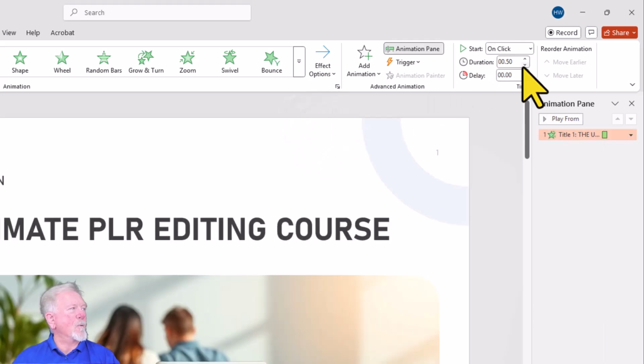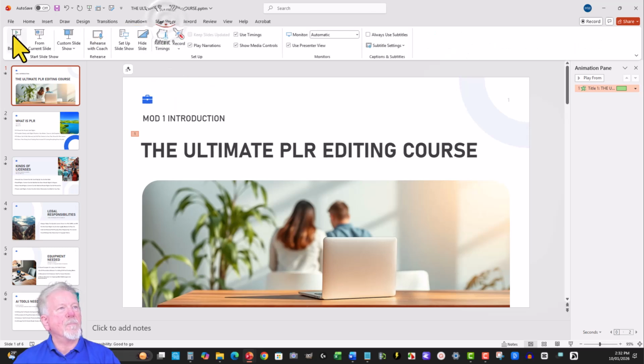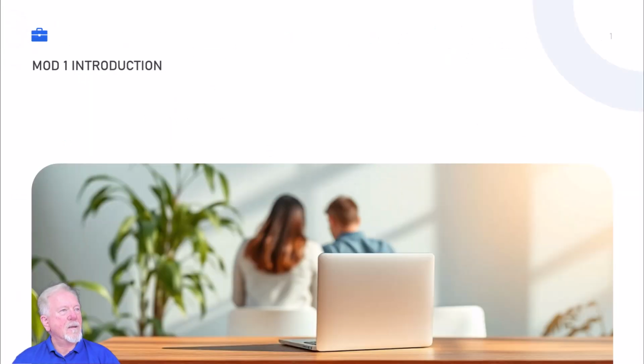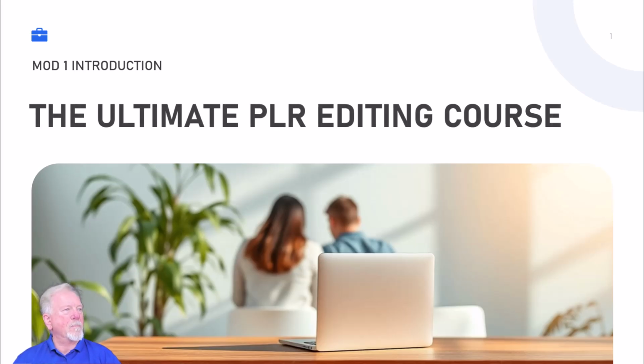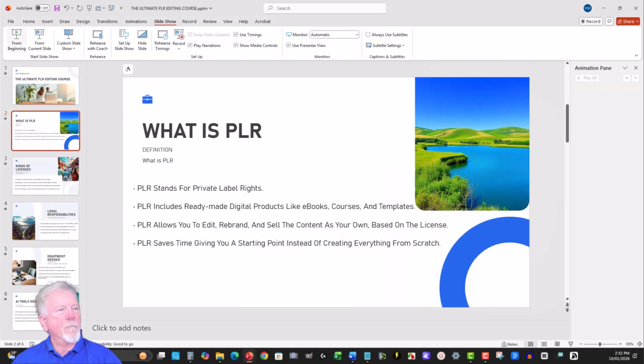Then I also slow it down just a little bit by increasing the number just here where it says duration. Increase that number to about 1.5. Now watch what happens when you do this. We're going to go over to the slideshow, go from beginning, and we hit that, and it's the ultimate PLR editing course. So you've got that to start with, and then you go there.